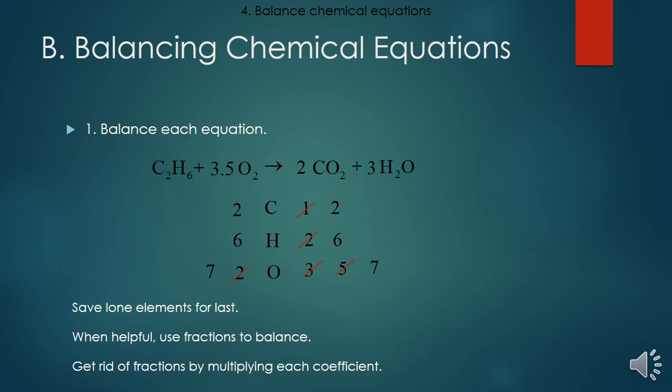Well, I look here, the only fraction I have is a 3.5. So I'm going to multiply every one of those coefficients by 2. So I'm just going to cross out the coefficients. And notice there we will then double all of them. So that gives us 2 molecules of the C2H6. That gives us 7 molecules of oxygen, 4 molecules of carbon dioxide, and 6 molecules of water. And the equation is balanced.